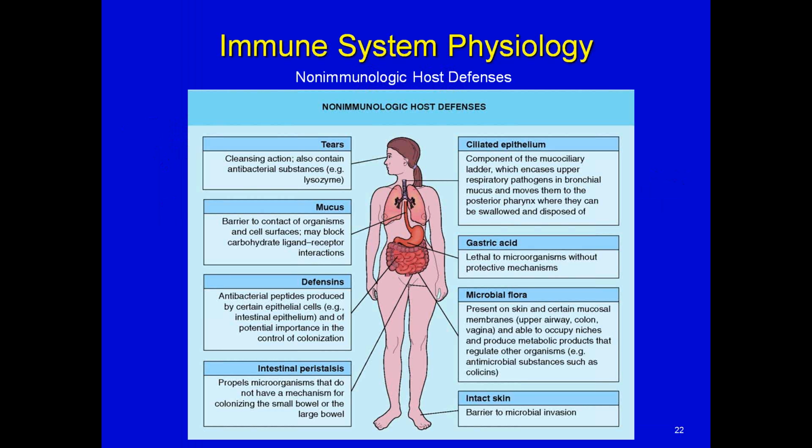Your ciliated epithelium, or the little hair-like things, moves the stuff up so that you can cough it out. Gastric acid certainly is very lethal to microorganisms. And then microbial flora is present on the skin. It's in mucous membranes. It's also in the GI tract, and again helps fight invading bacteria. And then the intact skin, the skin being a very effective barrier to microbial invasion.